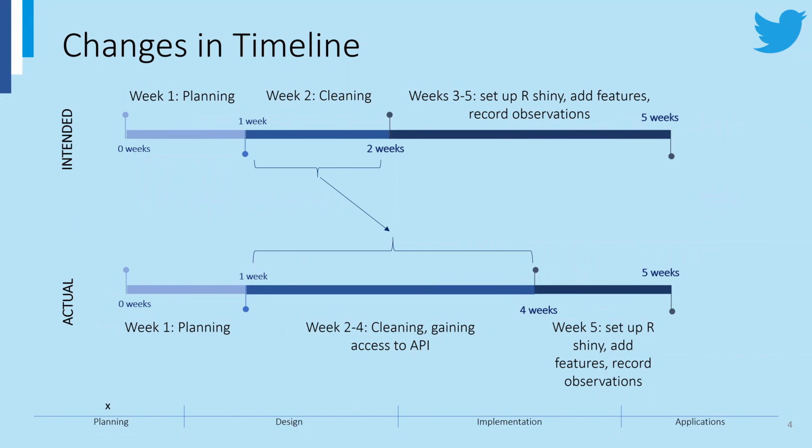Like I mentioned, the timeline was kind of our biggest issue. We planned to have 1 week set aside for cleaning, and then the rest of it would be setting up the Shiny app and adding features, but cleaning and gaining access to the API actually ended up taking 3 weeks. So then we had the last week to actually create the app and add features.